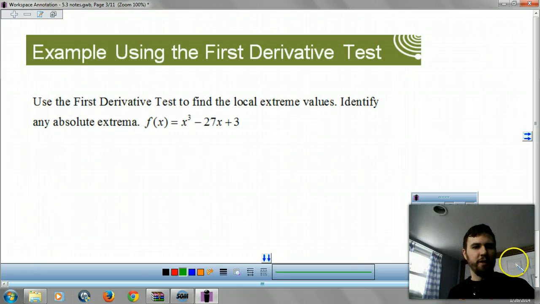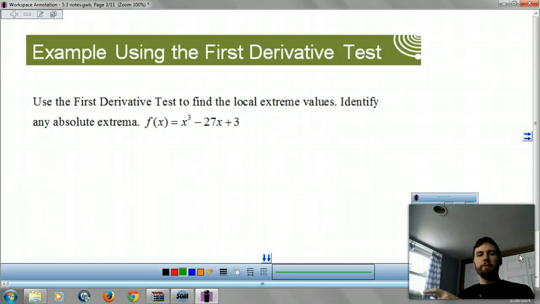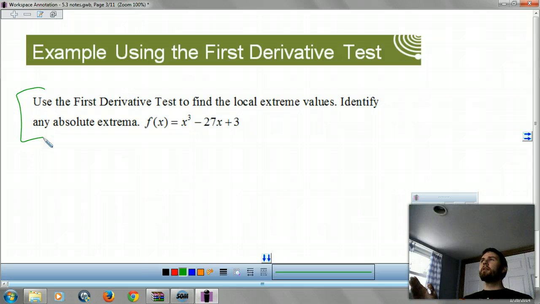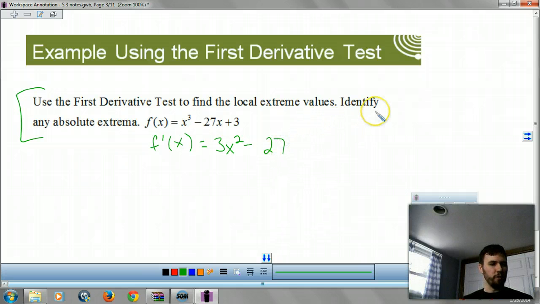Here we go. Let's take a look. Use the first derivative test to find local extreme values. Identify any extreme. We're getting to this point in our curriculum where, in calc, you pretty much take the first derivative for everything. So let's start there and take our first derivative. F prime of x, and we know this one pretty easily. It's 3x squared minus 27, and the 3 goes away.